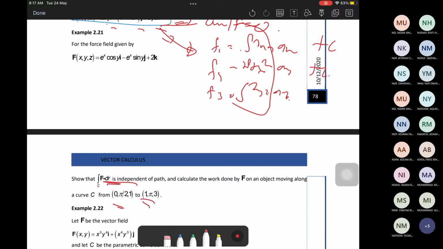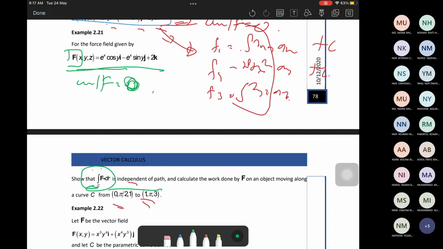Jadi first dia suruh buat apa? Dia suruh buktikan show that the integral f dot dr ni is independent of paths. Jadi bagaimana kita nak buktikan dia adalah independent of paths? So kita ambil f dia yang ni semua, ada 3 components, you gunakan curl lah, curl f equal to 0. Kalau you can prove that curl f equal to 0, 0 ni adalah 0 vector.